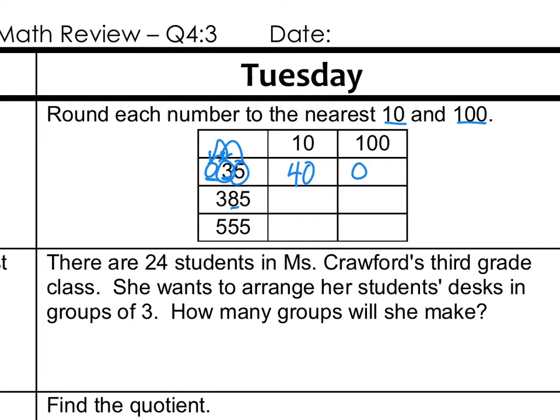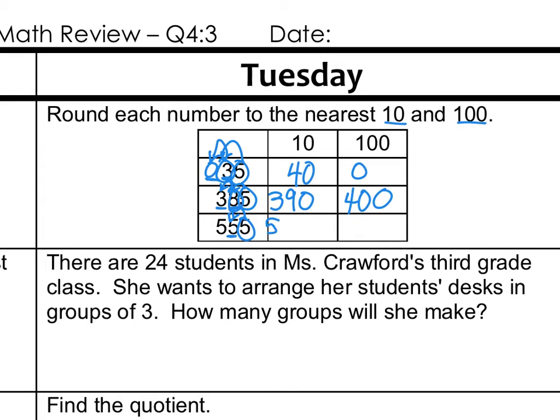Okay, 385 to the nearest 10. Look at what we do. Copy down the 3, but the 8 might change. 5 is high, 5 or higher, so we go up to a 9, and the circle digit becomes a 0. To the nearest 100, the 8 makes up our mind what to do to the 3, and it is high enough to round it up to a 4. Everything else becomes zeros.